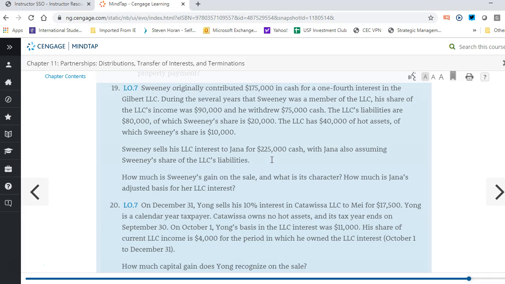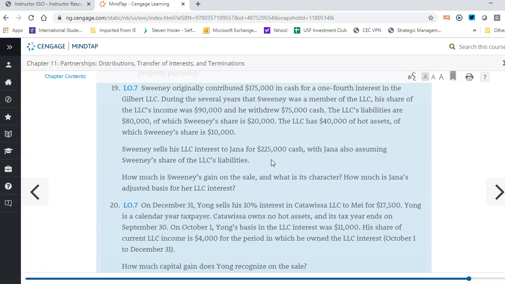$175,000 in cash for a 1/4 interest in Gilbert LLC. During the several years that Sweeney was a member of the LLC, his share of the LLC's income was $90,000, and he withdrew $75,000 in cash. The LLC's liabilities are $80,000, of which Sweeney's share is $20,000. The LLC has $40,000 of hot assets, of which Sweeney's share is $10,000. Sweeney sells his interest to Jana for $225,000, with Jana also assuming Sweeney's share of the LLC's liabilities.